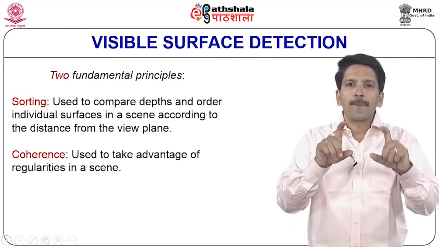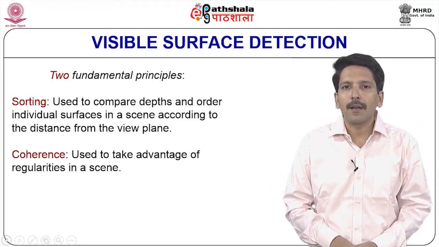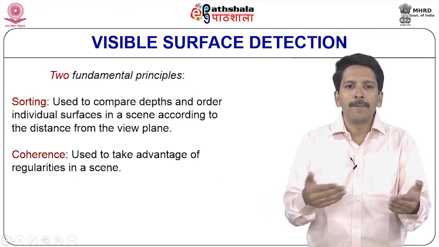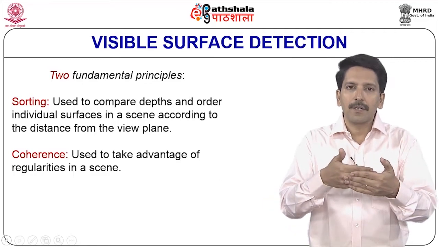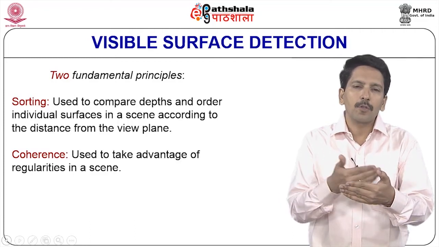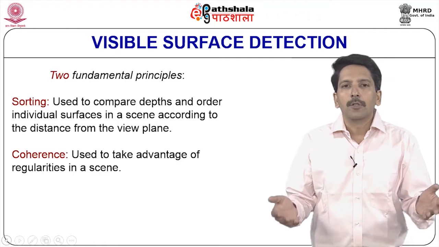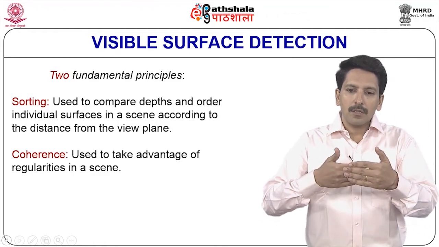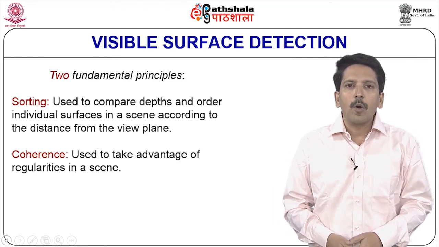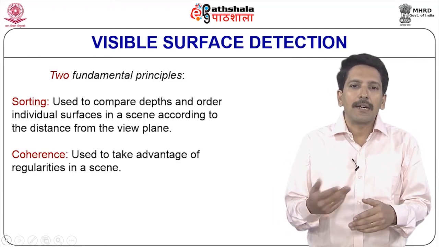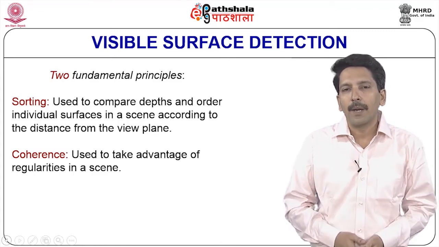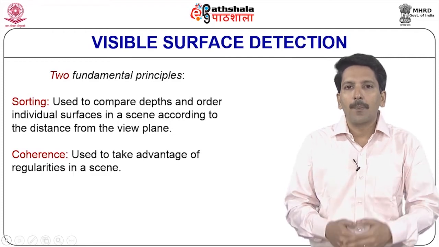A face is a plane which is a part of an object. If you imagine a cube in a 3D world, one of the faces of the cube is what we mean by a face, or you can also call it a surface. So, sorting is how we arrange these faces in some order, and coherence is taking advantage of similarity or regularities within objects, within planes or surfaces, and within parts of a scene.